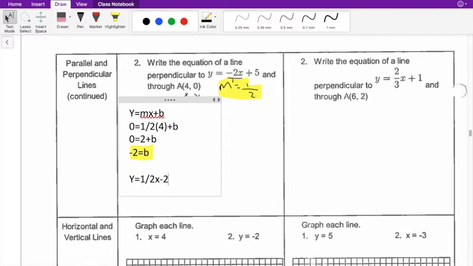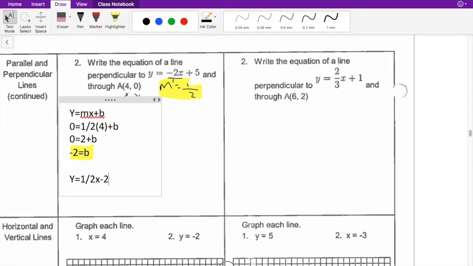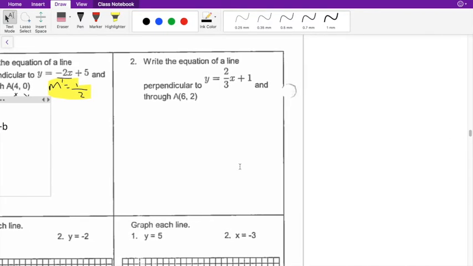So pause it here, and I'll let you go once everyone's done writing it down, of course.